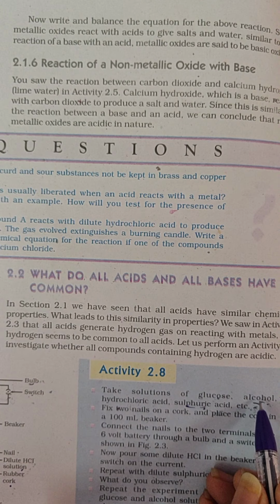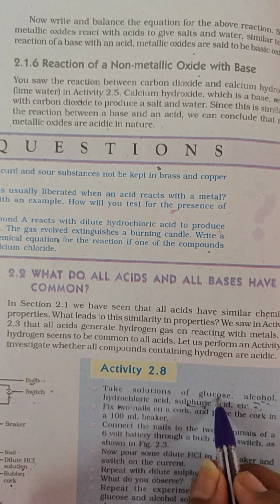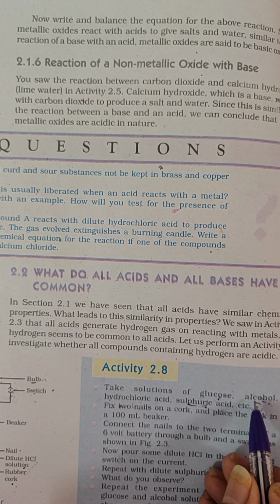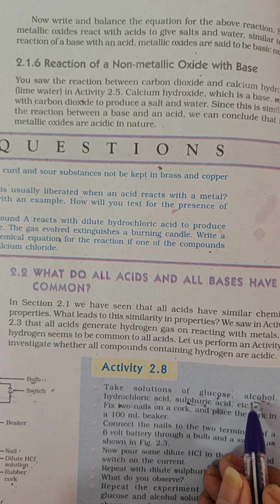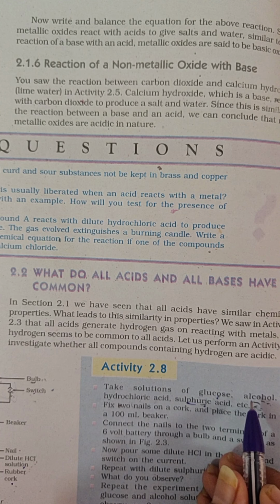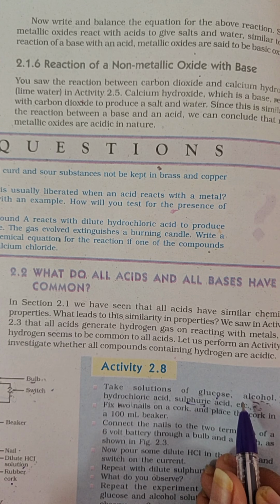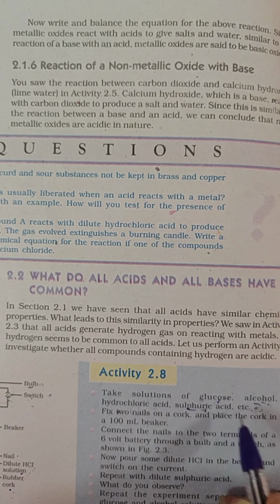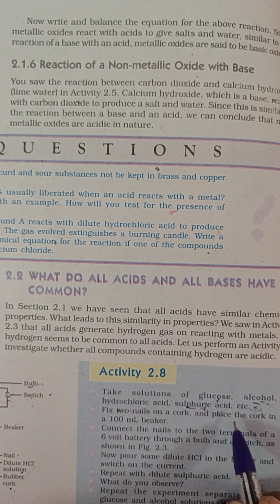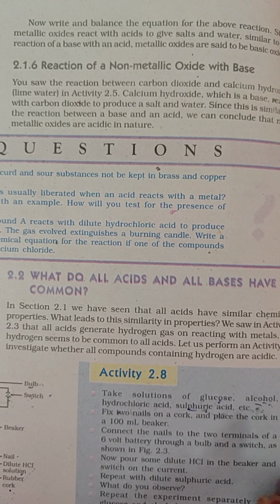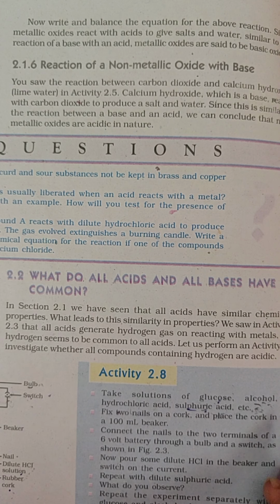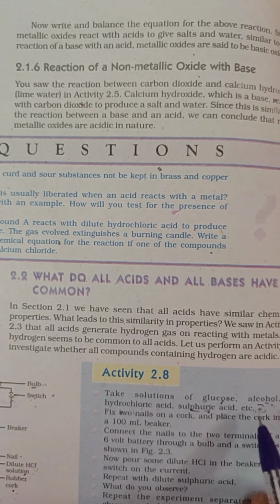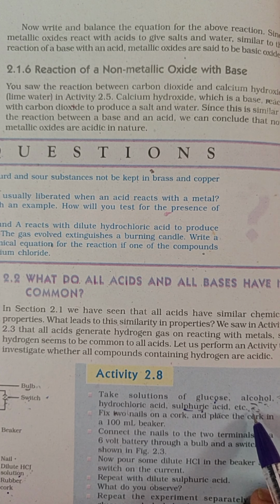but the bulb will not glow in case of glucose and alcohol. Why will the bulb not glow? Simply because these two will not produce ions. Unless there are charged particles that are capable of movement, electricity will not flow, the bulb will not glow. What if we take NaOH and KOH solutions? NaOH will give OH minus ions and KOH will give OH minus ions. Therefore, the bulb will glow and we say bases also conduct electricity.